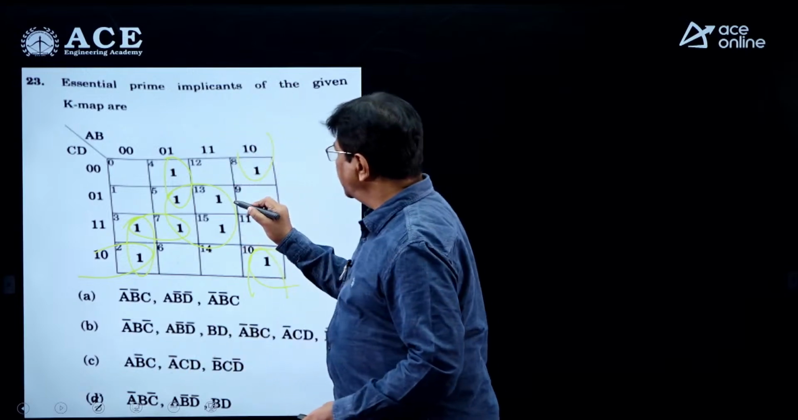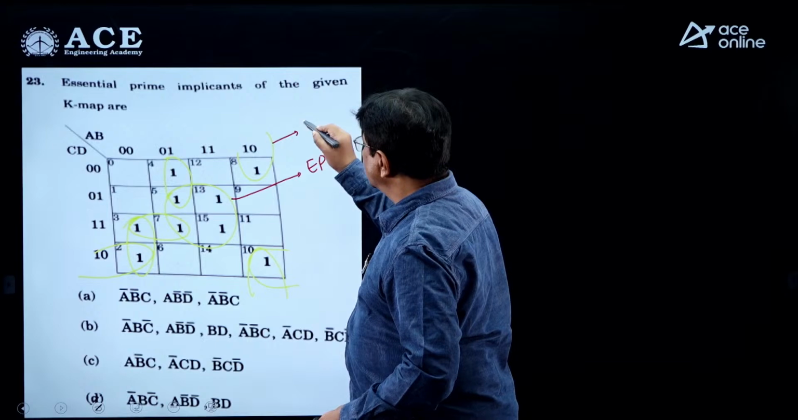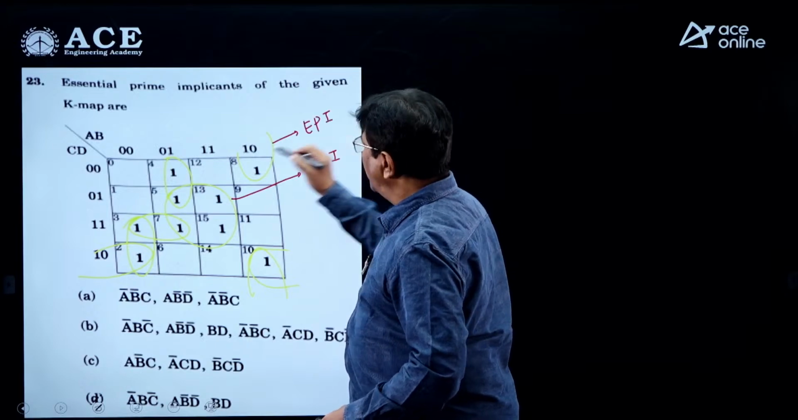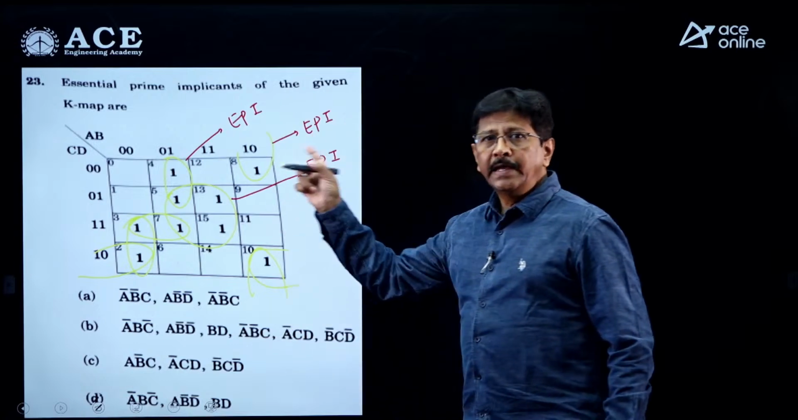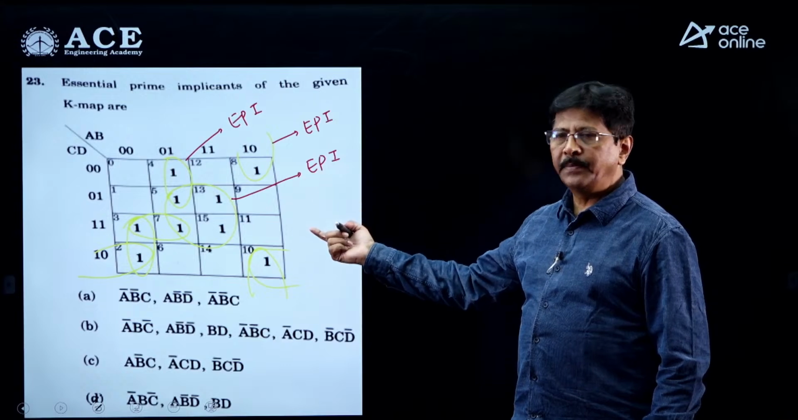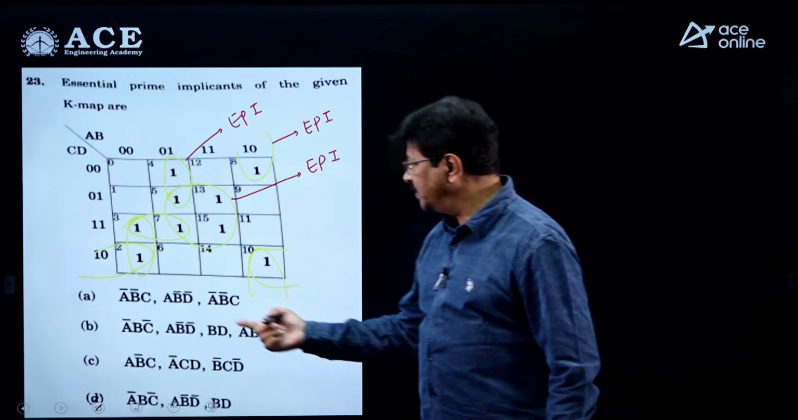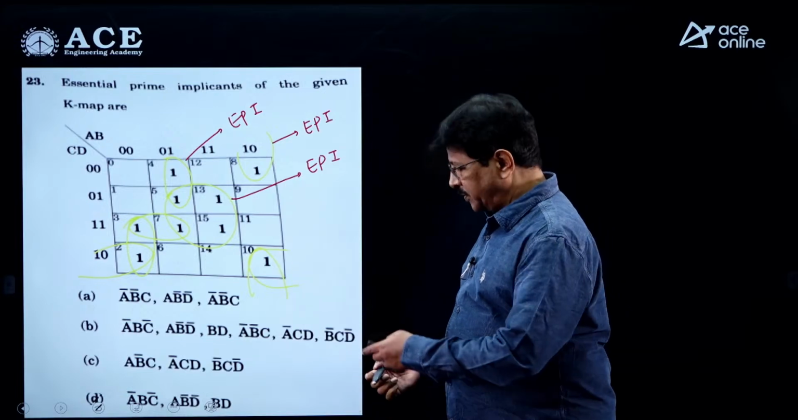The EPIs are going to be, this is EPI, and this one is EPI, and this one is EPI. That's it. 3 essential prime implicants are there. One of them is a quad and the other 2 of them are pairs. So the correct option to this is D. Okay, D is the option to this.